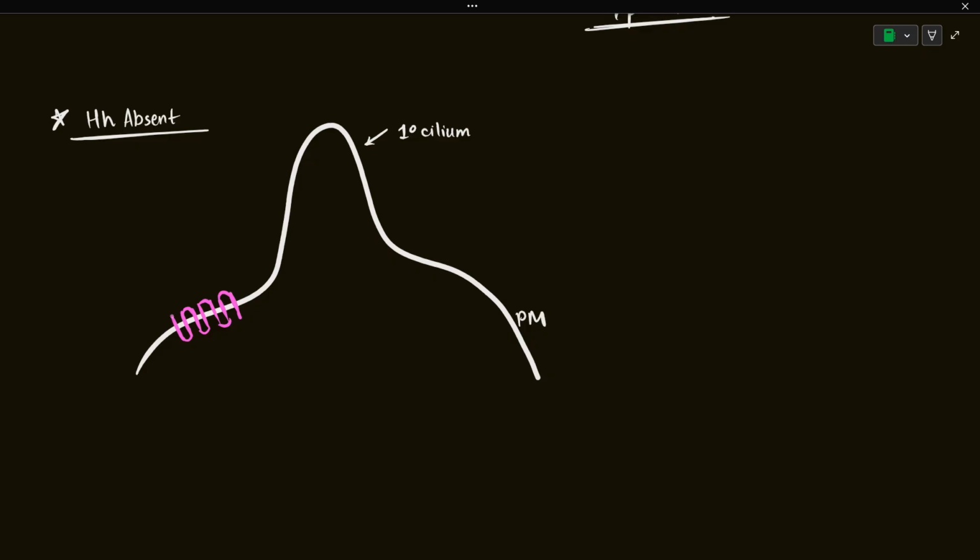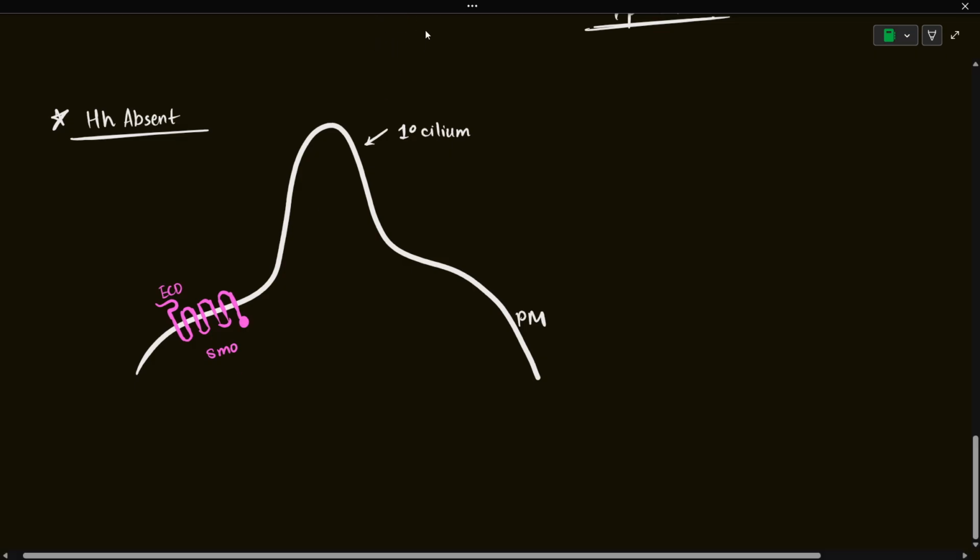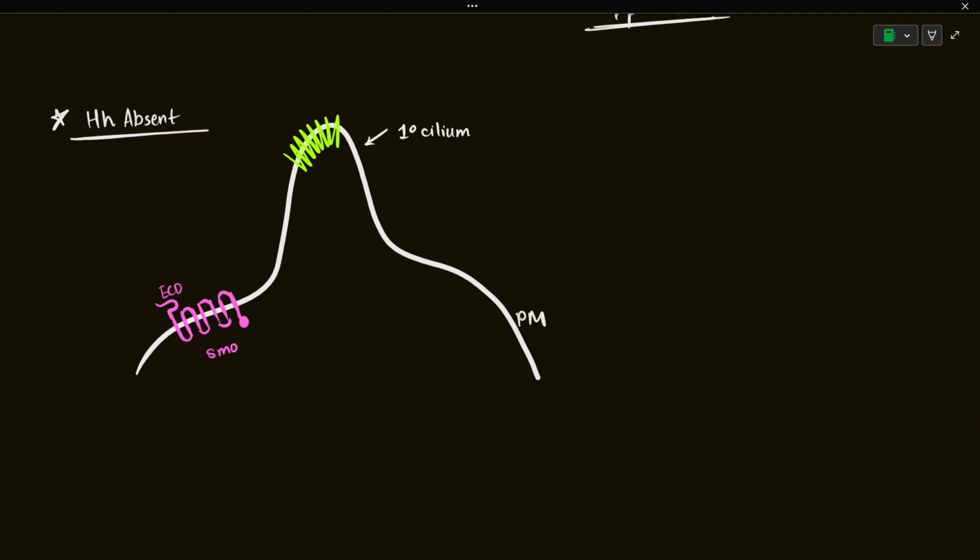So this 7-pass transmembrane protein has an extracellular domain which is able to bind to cholesterol. This particular extracellular domain has an affinity for cholesterol molecules. So this is the Smoothened receptor, while the Patched receptor, which is present over the primary cilium, is also a large transmembrane protein.